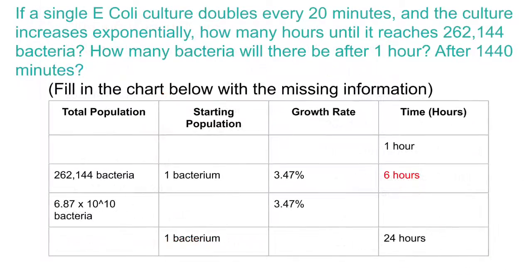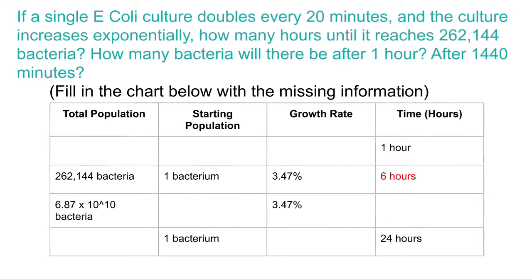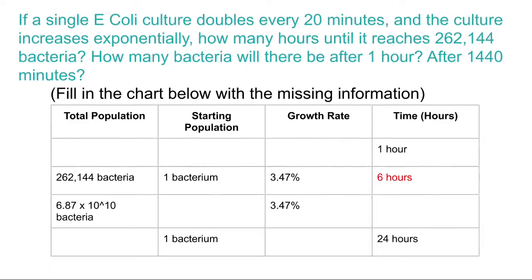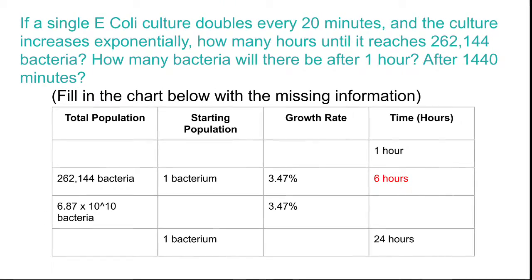Now we can fill in the chart. We can first put 6 hours and also fill in the growth rate. In fact, we could save time and fill in the same starting population of 1 bacterium in all the spots, and also the same growth rate in all the spots. We know all these will be the same for each problem.